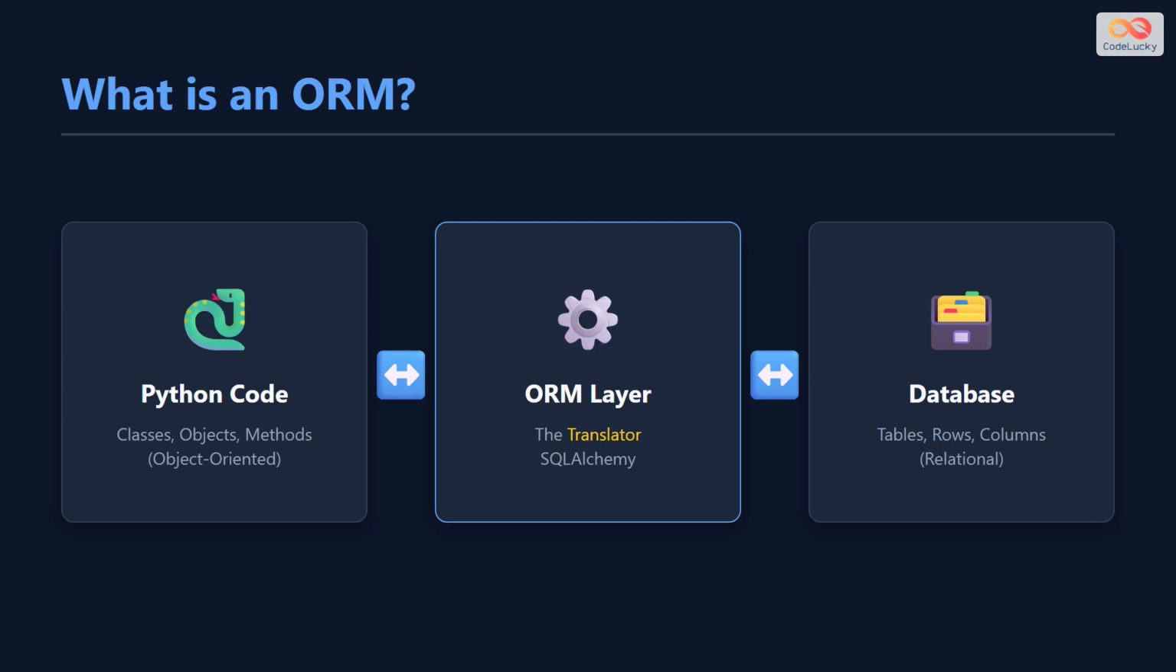First, let's understand what an ORM actually does. ORM stands for Object Relational Mapping. It acts as a bridge or translator between two different worlds: the world of object-oriented programming, where we have classes and objects, and the world of relational databases, which uses tables, rows, and columns. The ORM allows you to work with database data as if they were regular Python objects.